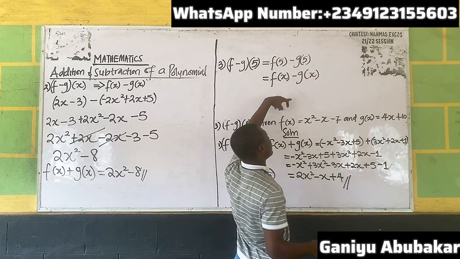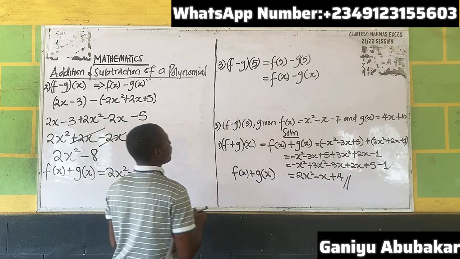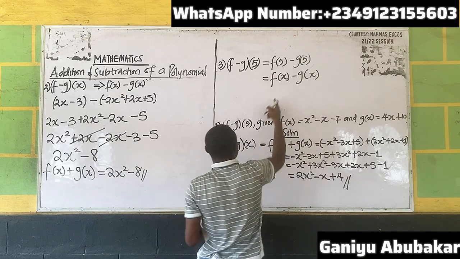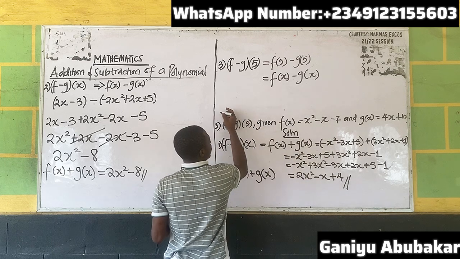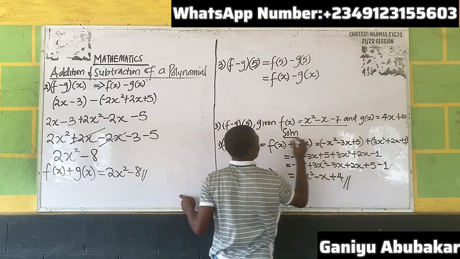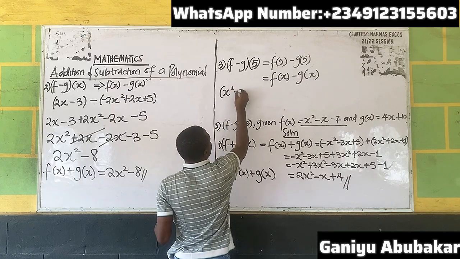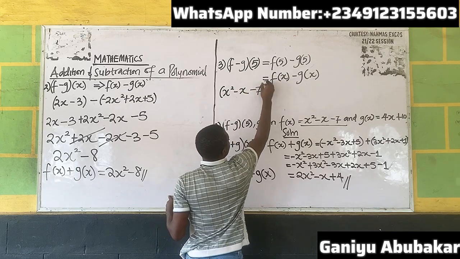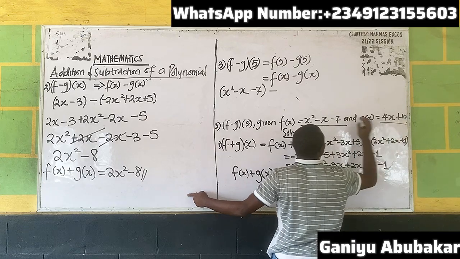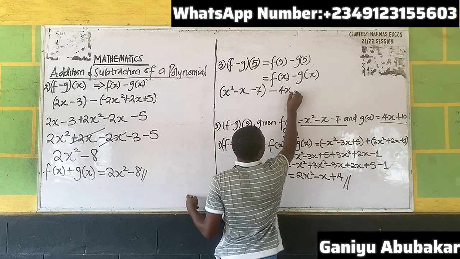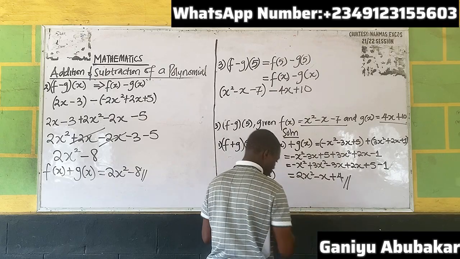But before we put 5, let's solve for x first. So for number 3, f of x is this value. So f of x for question 3 gives you x squared minus x minus 7. That's f of x. g of x is what? It is this one here, 4x plus 10. Alright, let me take this off.